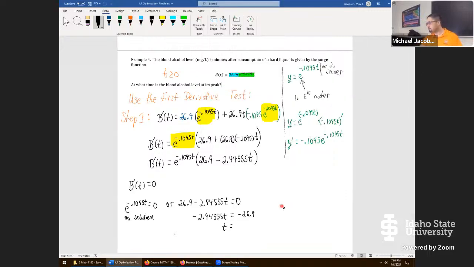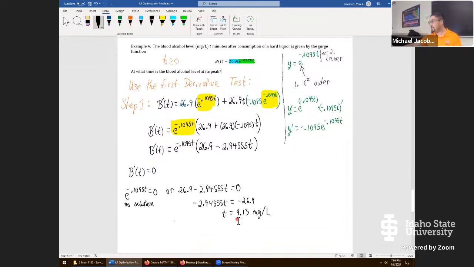9.13 milligrams per liter. I don't know if that's a lot, but that's where we fell. This could be a lethal amount of alcohol, but everyone's different. Everyone's liver functions differently. So now that we got to this stage, here's where an exam question gets really extra tricky. It feels like this is a natural stopping point, but it's not.